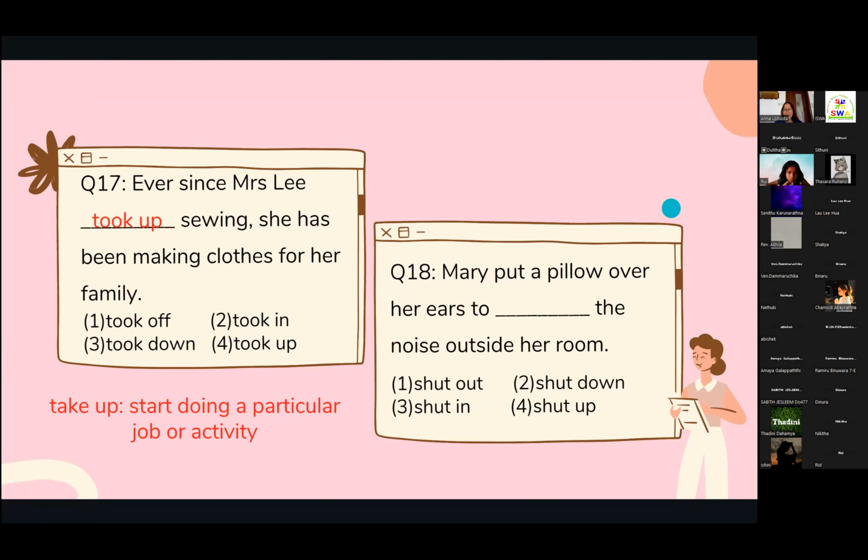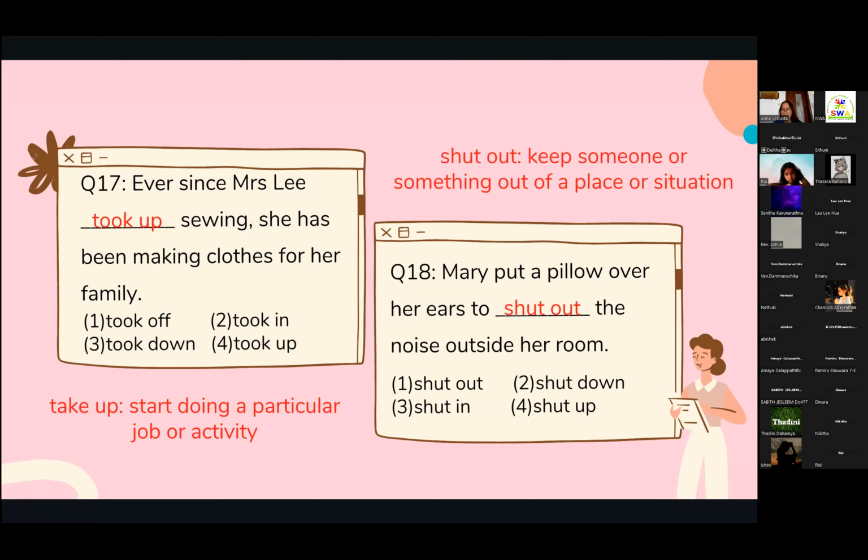So I accidentally showed it earlier, but yeah, the correct answer would be "shut out" the noise outside her room. So "shut out" just means to keep someone or something out of a place or situation. So in this context, what Mary is shutting out is the noise. So that's the something, and the place or the situation is her room. So she's shutting out the noise from her room.